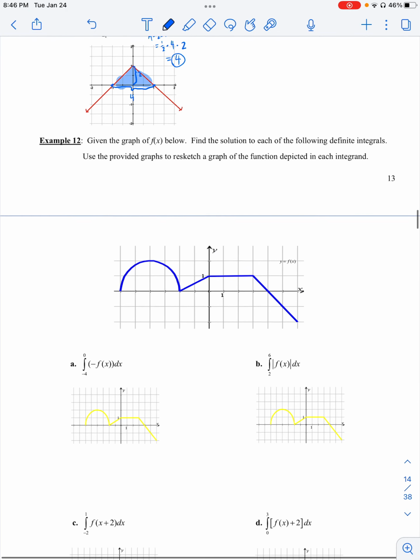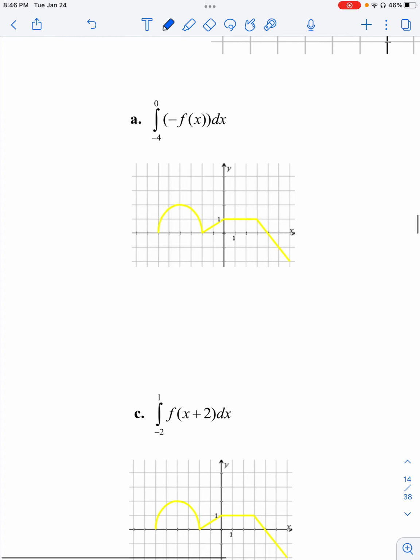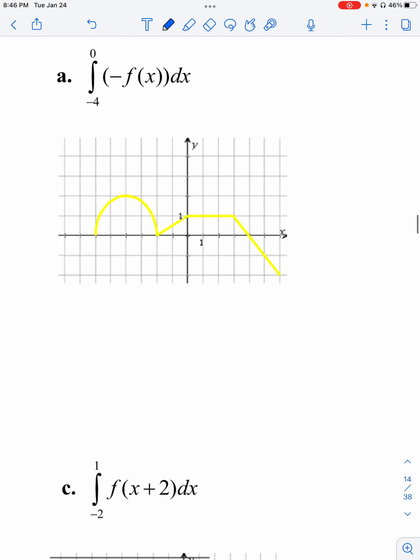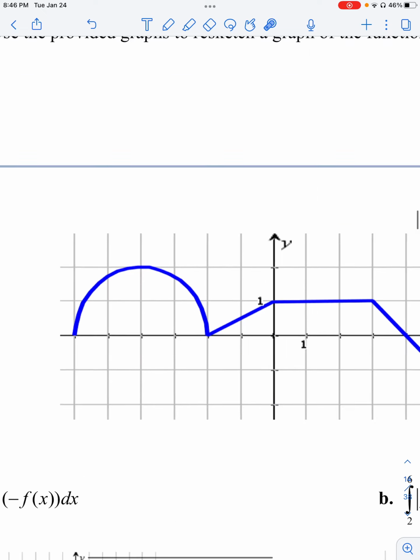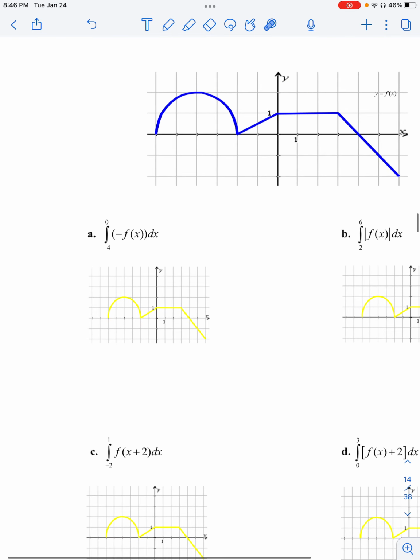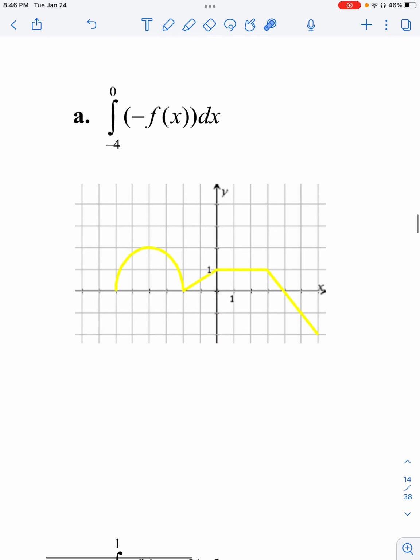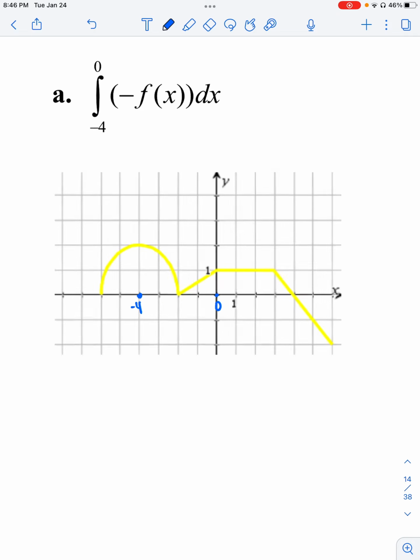So we've got this function, okay? They want us to integrate, see, here's f of x. They want us to integrate negative f of x from negative 4 to 0, okay? So where are we going? We're going from x equals negative 4 to 0 of negative f of x.